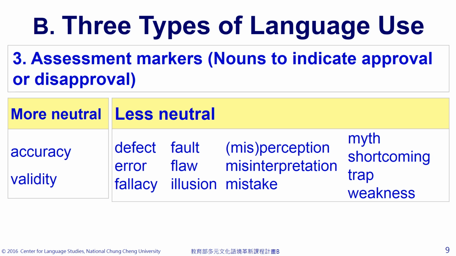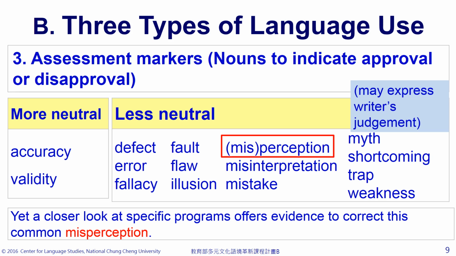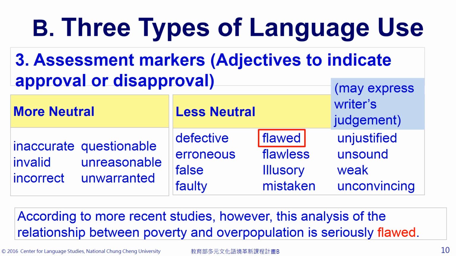Finally, to indicate approval or disapproval of the views, we can use nouns or adjectives as assessment markers. For example, misperception is an idea or impression that is not correct. And here are the adjectives we can use to indicate approval or disapproval. For example, flawed means it's not correct.